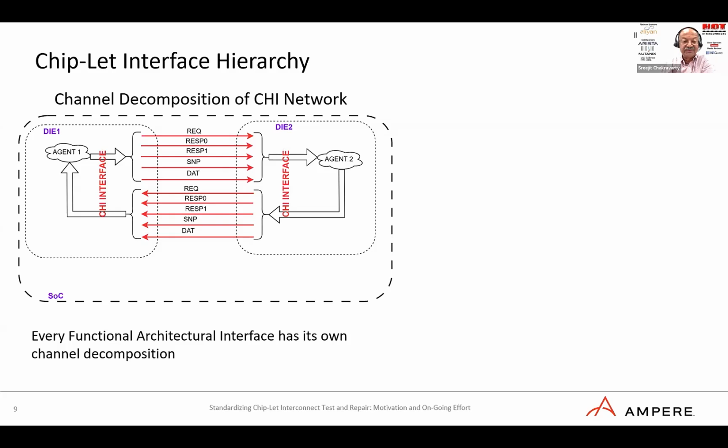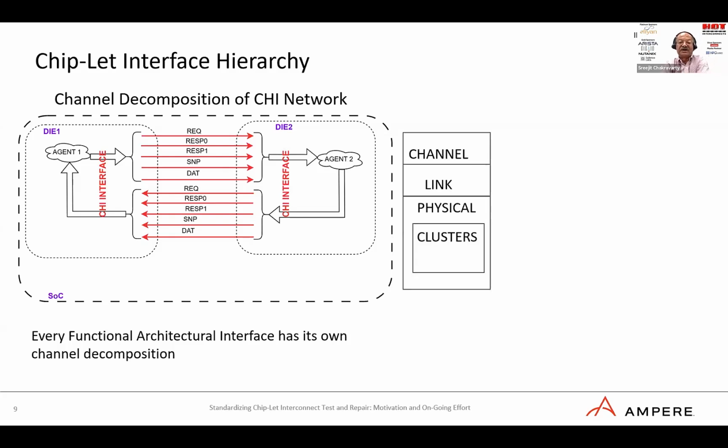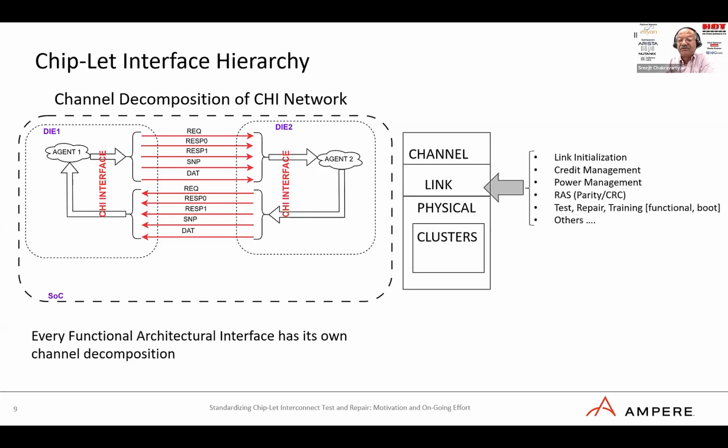Okay, so this is one level. And then if you go further down, beneath each channel, what we have is the link layer. Below that is the physical layer, and below that is the clusters. When we talk about the link layer, we have a lot of different functions associated with it: link initialization, credit management, power management, and RAS. I've just put in a few of them. There is also test, repair, and training that is done during the functional boot up process.